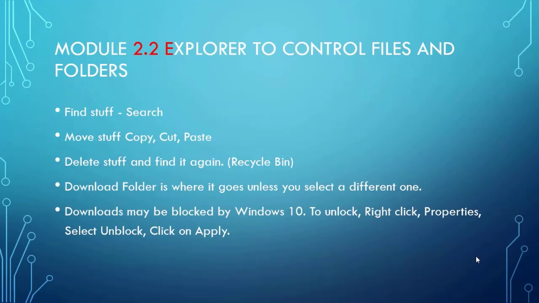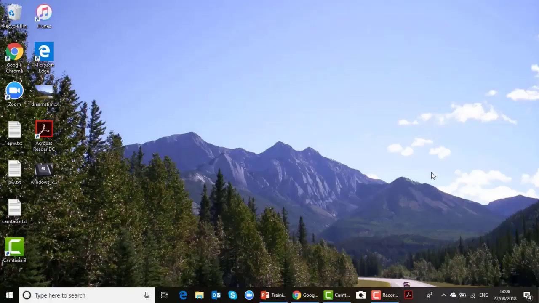So this is Module 2, Part 2, using Explorer to control files and folders on your hard drive. So the first thing we want to look at is how to start up Explorer. This is our familiar desktop, and the simplest way is to go to the taskbar. We find this yellow rectangle, which is the direct link to File Explorer.